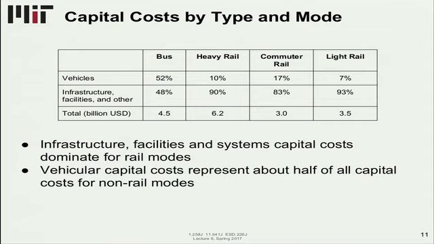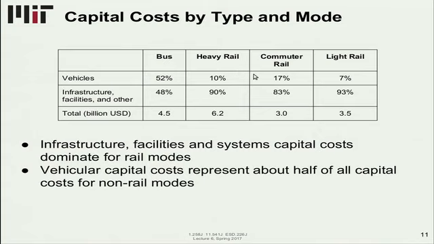And here we have the breakdown by mode and type at the same time. So the key takeaway here is 4.5 billion was spent on bus projects, and about half of that was on vehicles, and about half was on facilities. So repair facilities, bus stops, things of that nature.